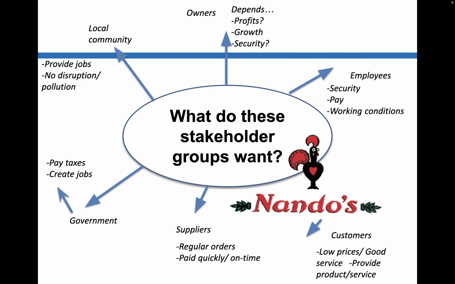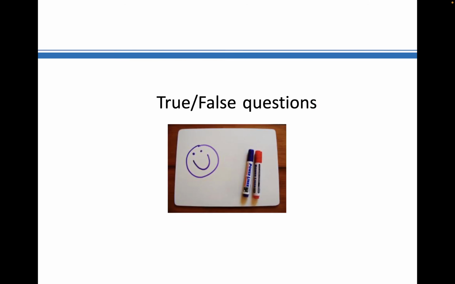Suppliers are external and they're going to want regular orders. They're going to want to make sure that their orders are paid for quickly, payment is on time. Government is external. They'll want to make sure a business pays the correct amount of tax. They'll also want them to get bigger potentially so that they create jobs as well. The local community, likewise with government, they're both external. And they will want to provide jobs in the local area. They'll also want no disruption, things like noise and air pollution. They don't want that to be happening.